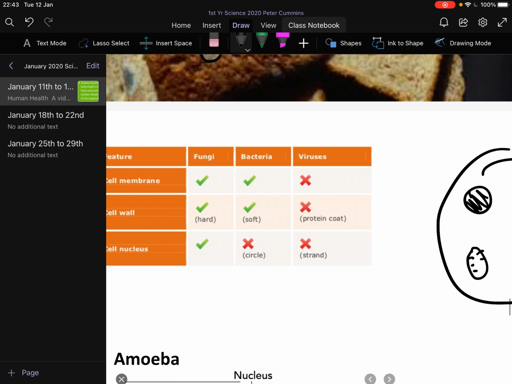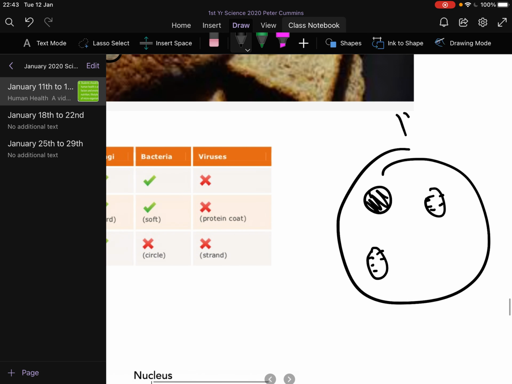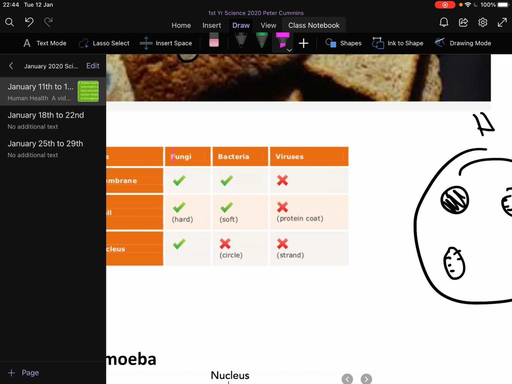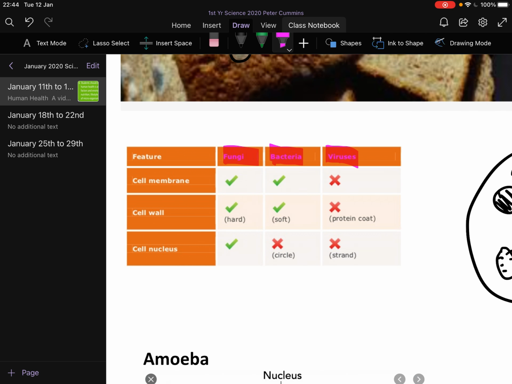So, but if we forget about human cells, so this is human cells and this is plant cells, forget about those for a second, and we go instead look at fungal cells, bacteria cells, and viruses. So fungi, same as humans, same as plants, have a cell membrane. They also have a cell wall. They also have a nucleus. Bacteria cells, same, cell membrane, cell wall. Bacteria cells have no nucleus. And viral cells, and this is the key why we don't call them living things, because they've no cell membrane, they've no cell wall, and they've no nucleus.